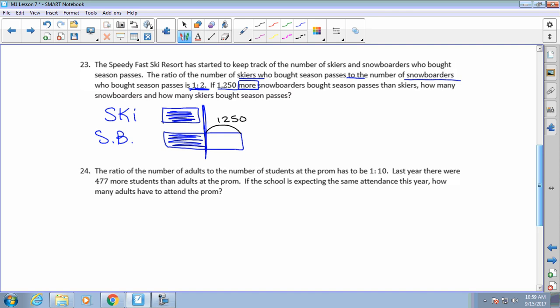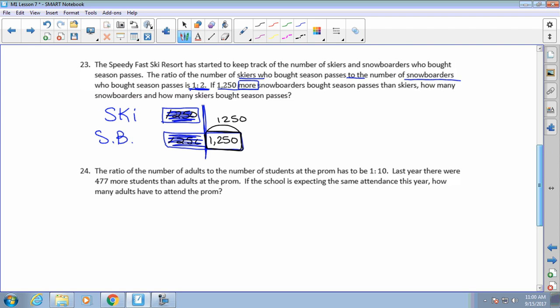Now, in this case, it's only 1 unit. So, if it were multiple units, you would divide by however many units were in that more section, okay? But because this is only 1 unit more, we know that 1,250 divided by 1 is 1,250. The key to finding the answer with these tape diagram questions is finding the value of 1 unit. So in this case, we already found the value of 1 unit. We then find the value of every unit because it's all the same amount for every single unit.